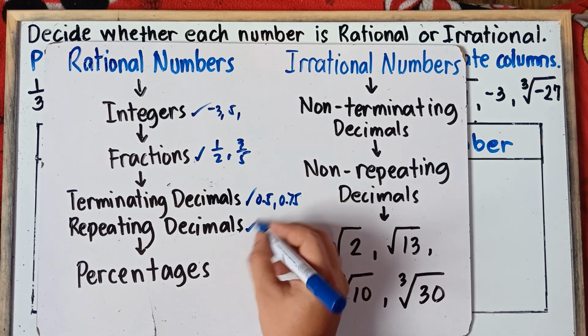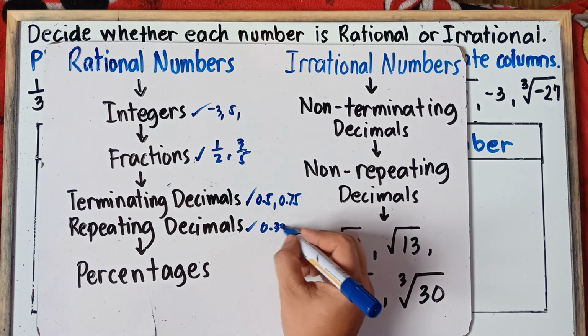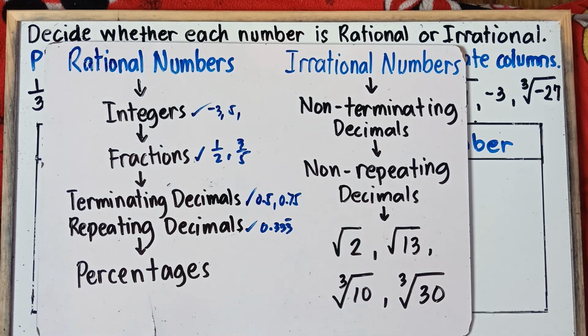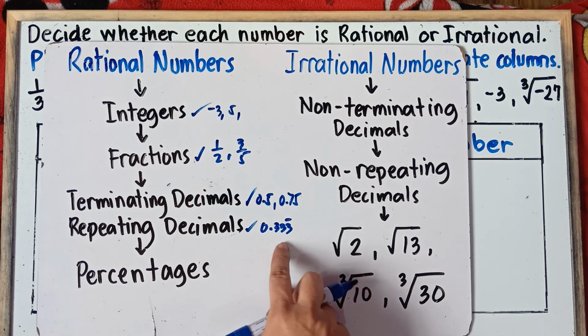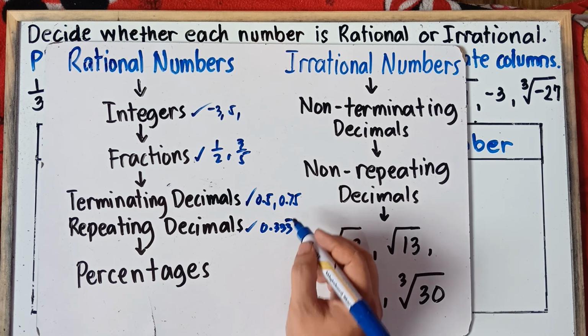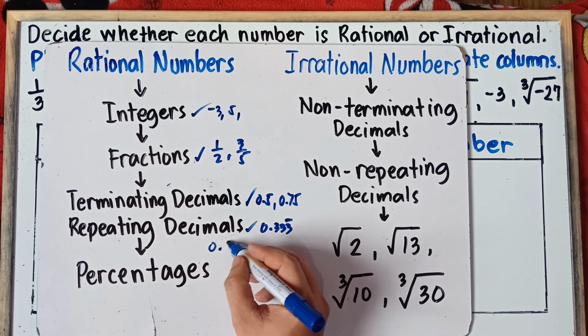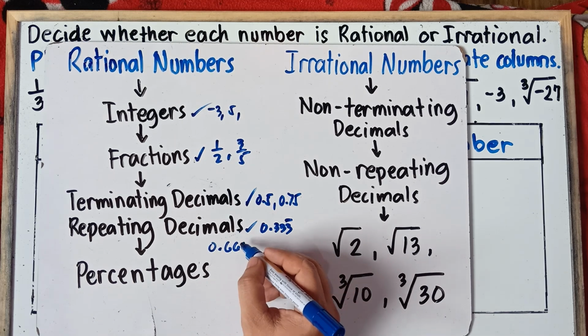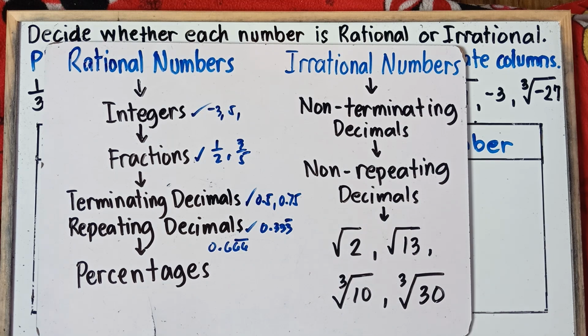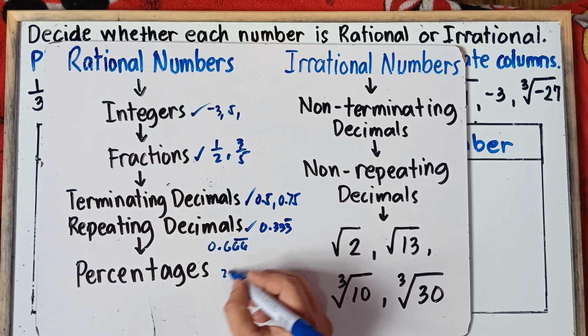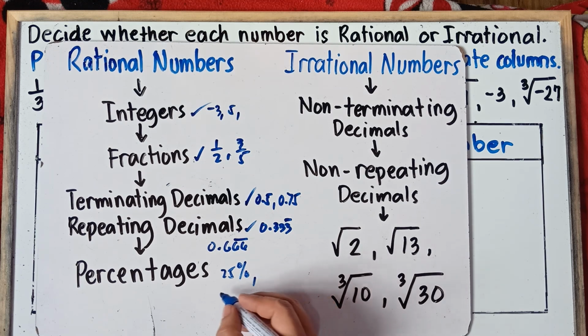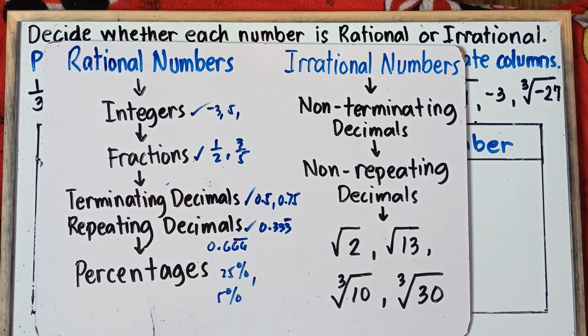Repeating decimals, an example would be 0.333 with a bar over the 3, which means the 3 is repeating. Another example is 0.666 with a bar, which means that the 6 is repeating. So those are rational numbers. Percentages, for example 25% and 5%, are also rational numbers.